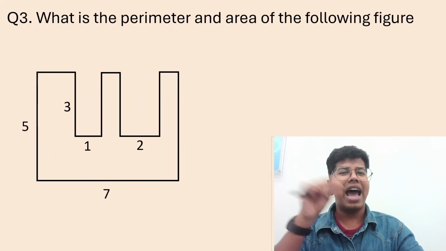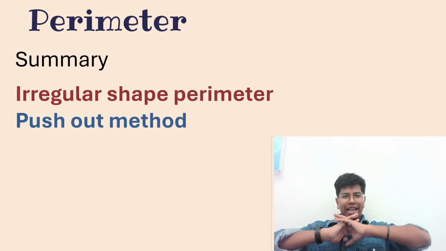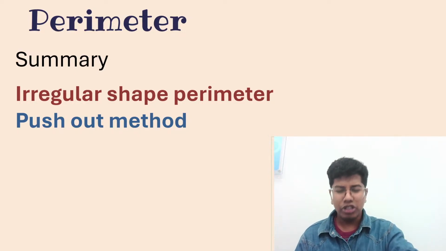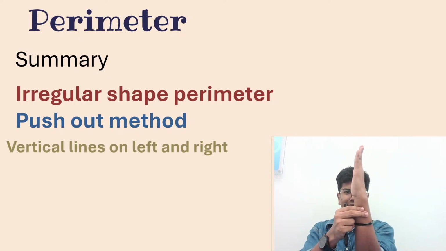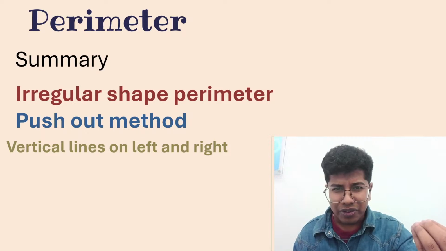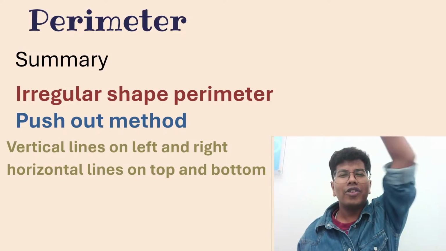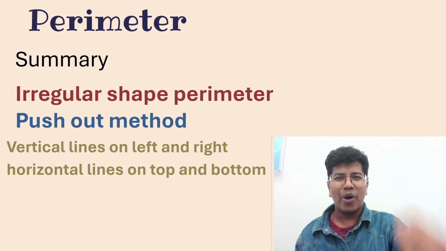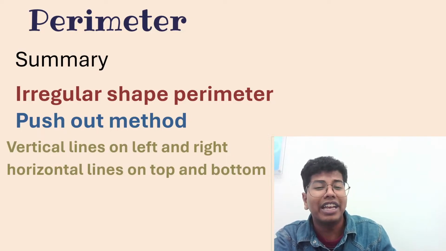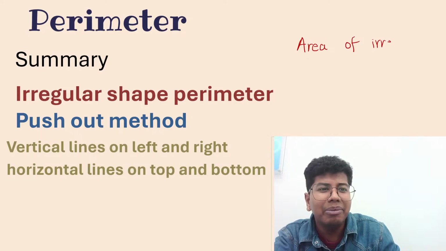So let's just summarize for this question. For perimeter, the part that we can summarize is, if it is an irregular shape looking like a staircase, you can use the push out method. And in the push out method, if you have vertical lines like this, you can move left and right. What about horizontal lines? How can we move? Oh, top and bottom. So here, horizontal lines can be moved to top and to bottom. So this is what we can understand. Now, this was just about the perimeter of an irregular shape. What about the area of an irregular shape? Which thinking method did we use?